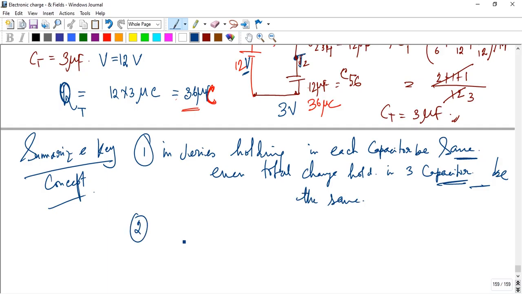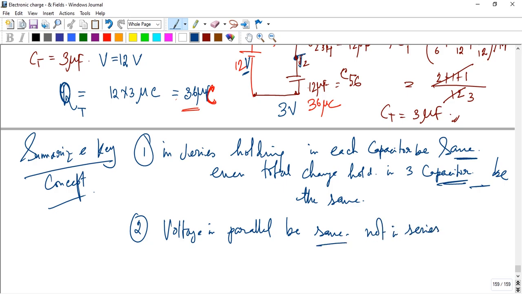The second concept is that potential or voltage is the same in parallel, not in series. And the third point is to find the junction point. That's very important.